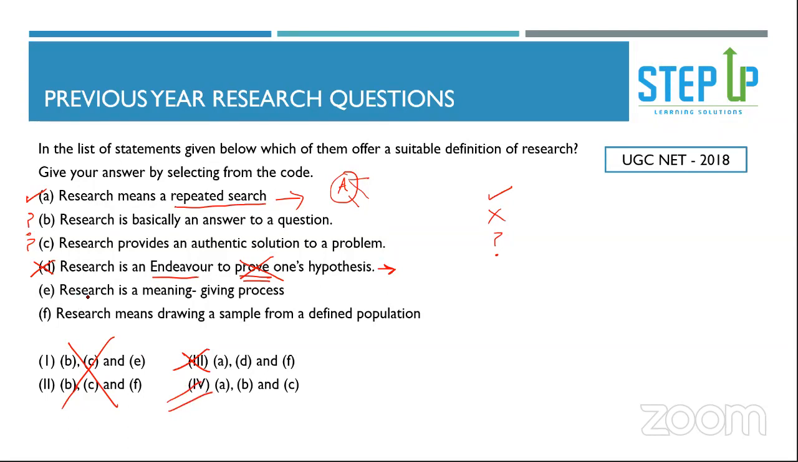But anyways, research is a meaning giving process. Research means drawing a sample from a defined population. See, this is one process. Yes, I mean, you use statistics and you choose a representative sample of the population. But research, overall research, is not about just picking a sample from a defined population. This is a very small part, right, of the whole process. I can't call that small part to be the full research, right? So therefore D also I say is wrong, right?